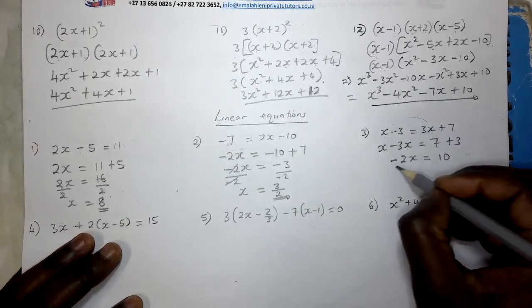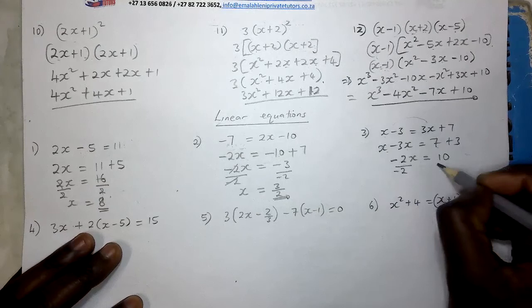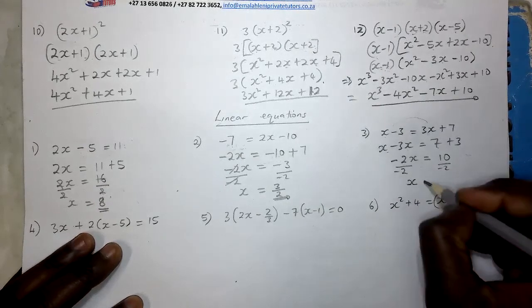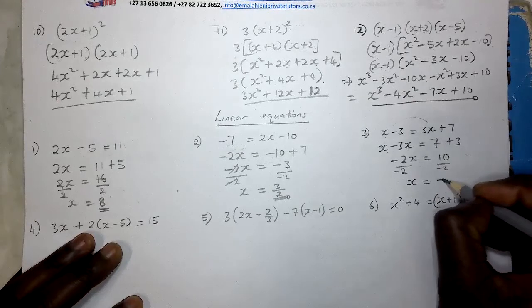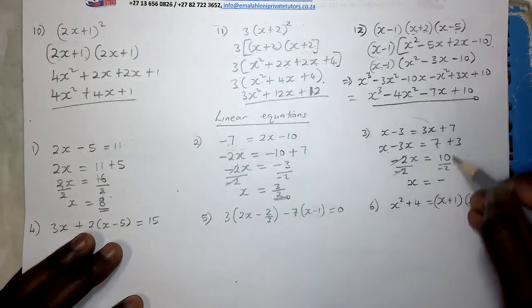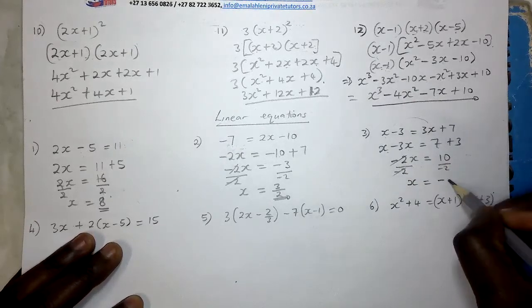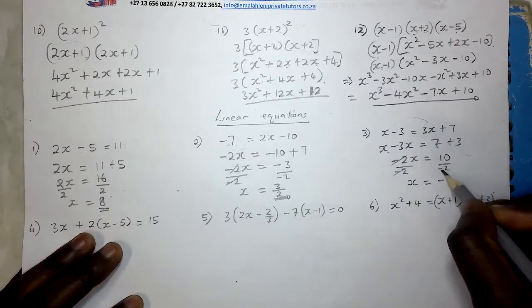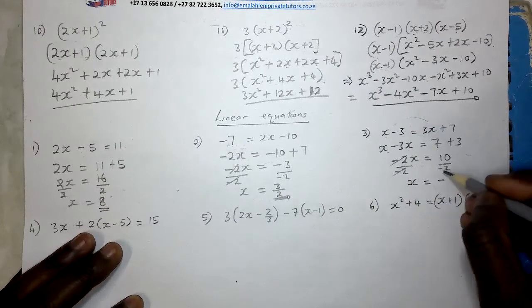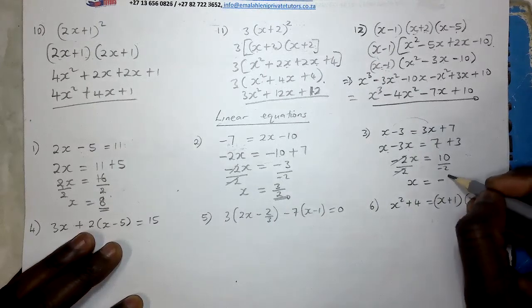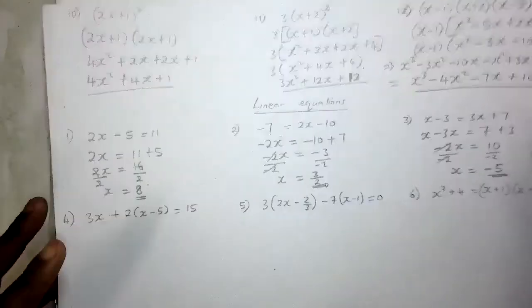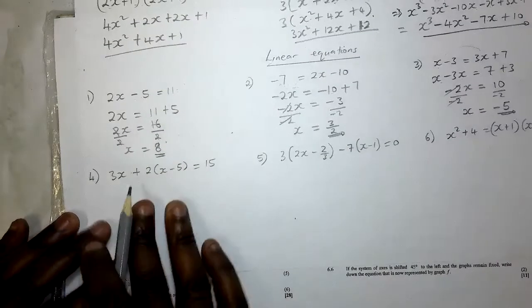Then you divide by negative 2 by negative 2. Then what do we get? We get x is equal to negative, because remember, you are dividing a positive and a negative. What do we know? Your answer should always be negative when you have a negative and a positive while dividing. So it's going to be equal to negative 5. That's our answer there.